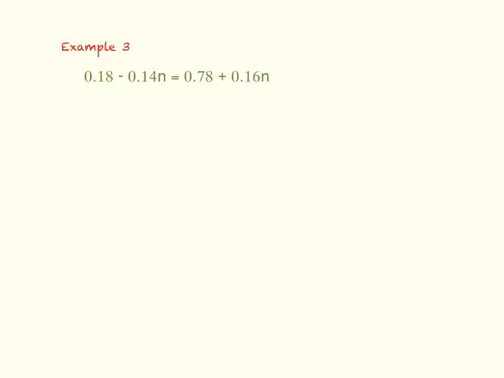And just like before, the goal is to get n in this case by itself. So I'll try to get rid of this 0.16n. I'll move it over to the other side, so to speak. So do that by subtracting 0.16n from both sides. So let's write out everything in completion here. 0.18 minus. Now I'm going to subtract from both sides. I'll do it in a different color.